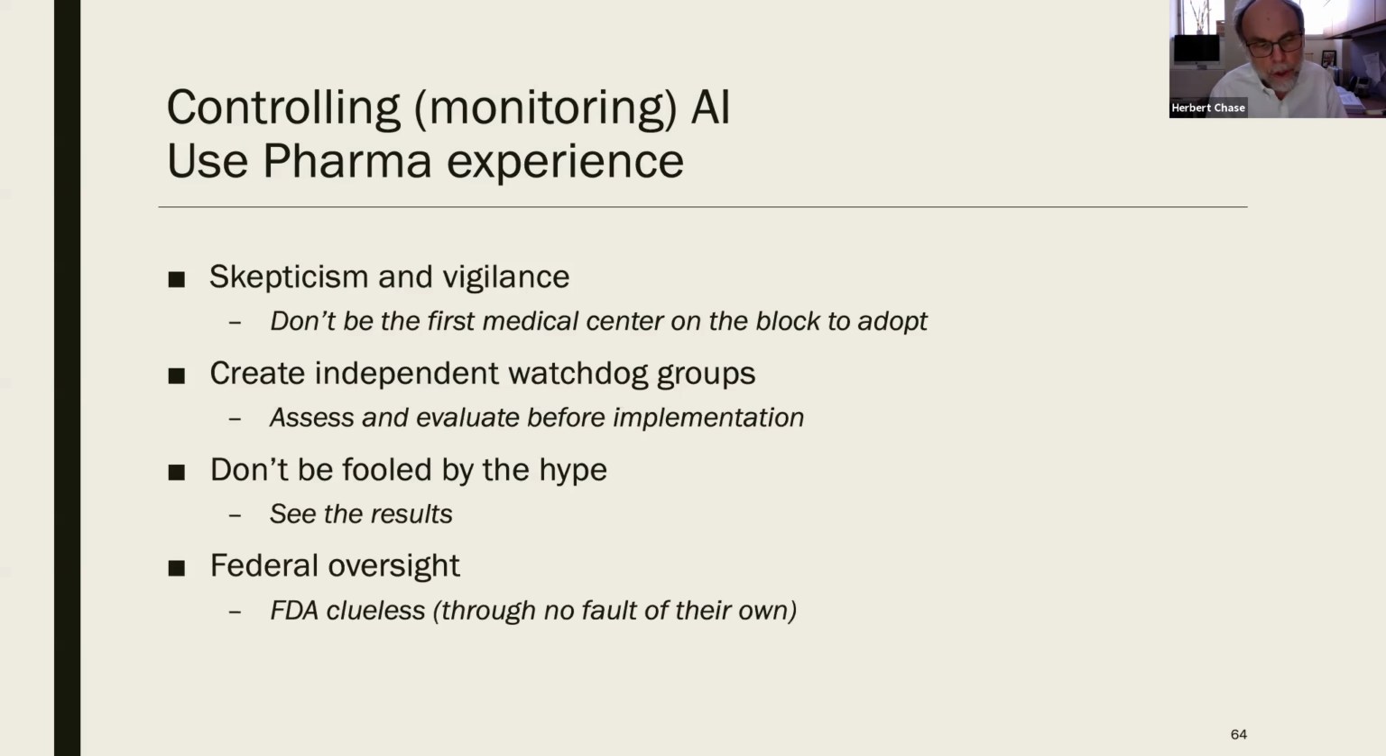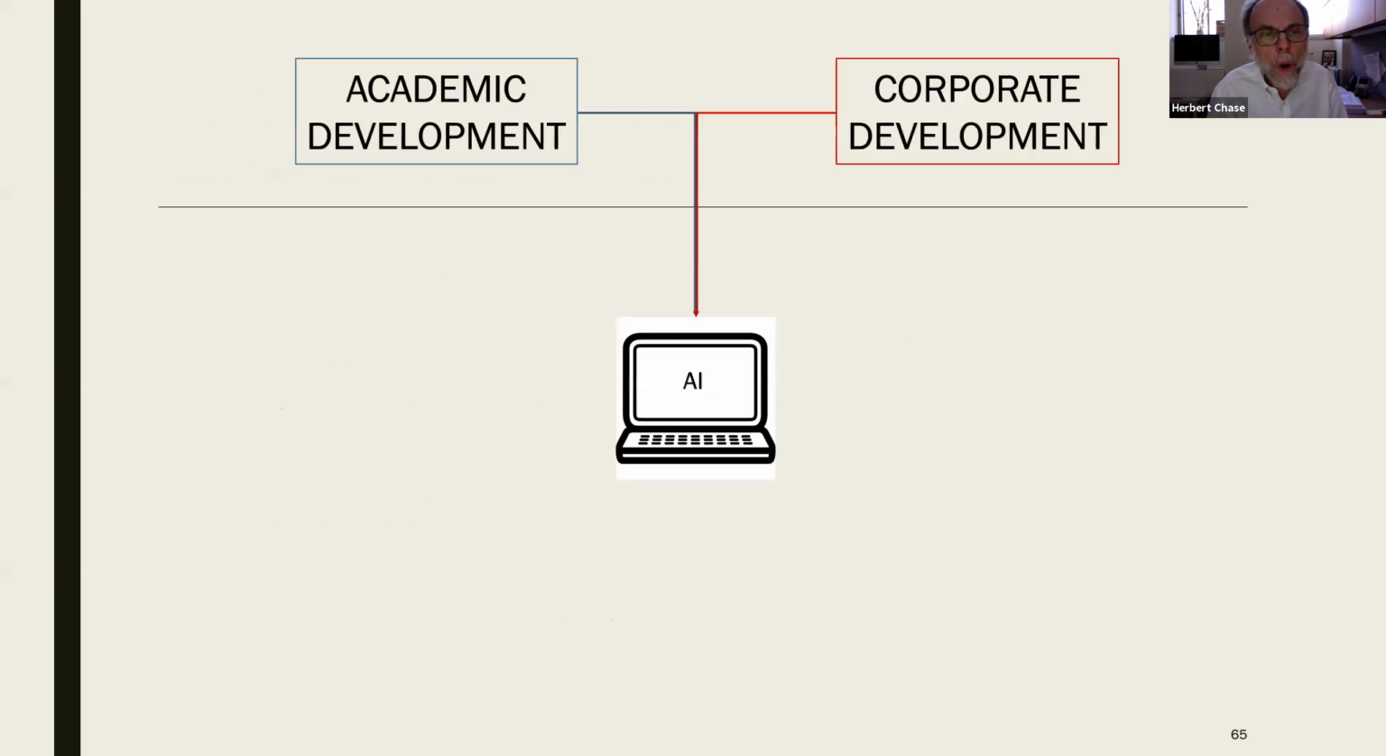And we need federal oversight, but the FDA is completely clueless through no fault of their own. They can't possibly keep up with all, I think, dozens of AI interventions that are being developed, and the FDA can't keep up with that, and I'm not sure they're the right body anyway. So I want to end with what I see as, I only kind of thought the last couple of days, that I really do see two different routes to AI. There's academic development, and then there's corporate development, and they have different codes of ethics.